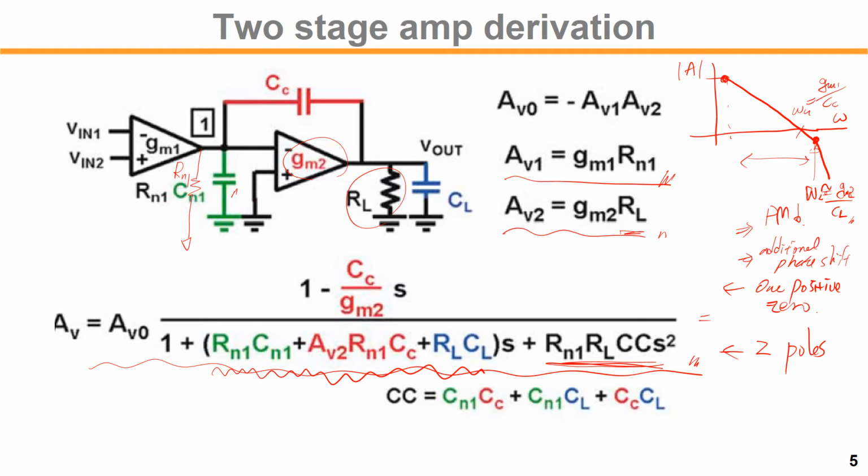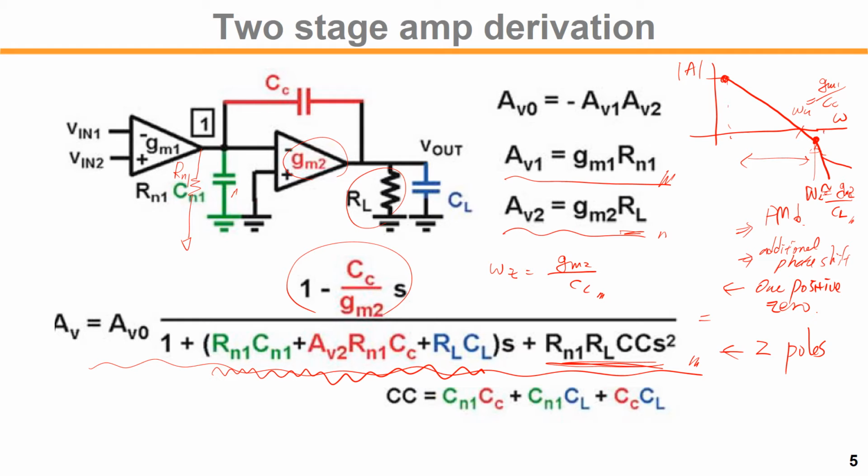And also we have the zero. Where is the zero location? So omega z is what? GM2 over CC. So typically CC is smaller than CL, so it will be something like that, right?